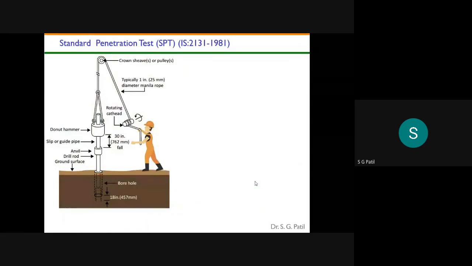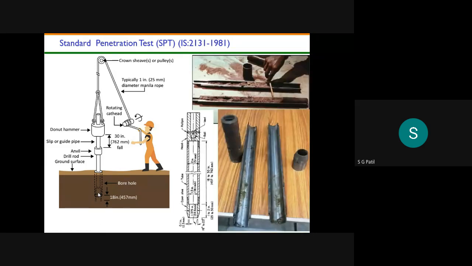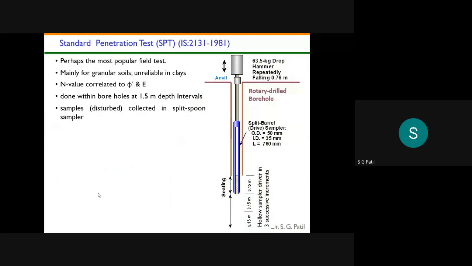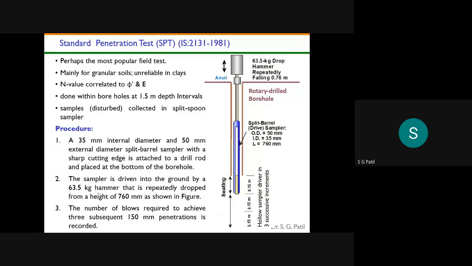So standard penetration test, you just have to count the number of blows required for 15 plus 15 plus 15, so around 45 centimeter. In that 45 centimeter penetration, you have to neglect the first 15 centimeter blows, because that will be considered as a seating load. Then only the successive 15 centimeter we have to count. That will give me the N value.